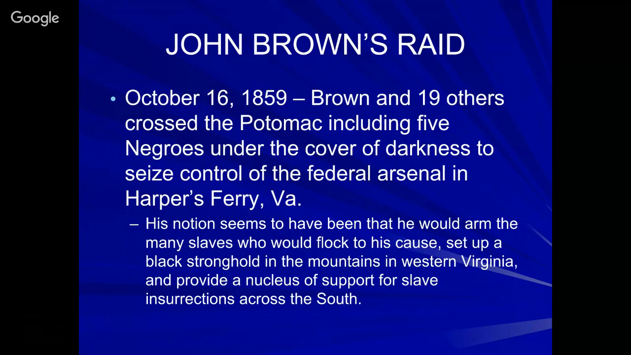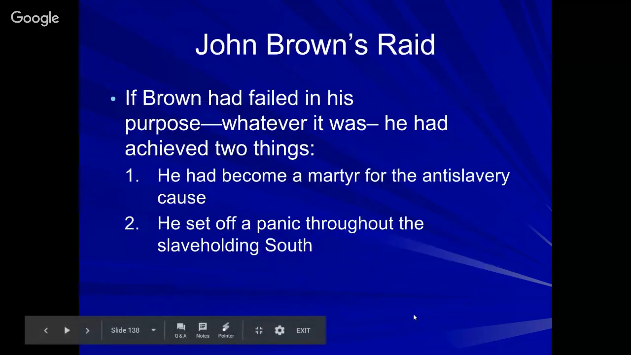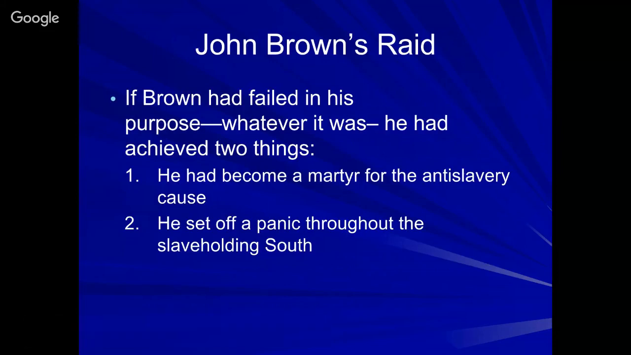He was hoping to then, with these freed slaves, create a black stronghold in the mountains of West Virginia and provide a nucleus of support for future slave insurrections across the South. So if Brown failed in his purpose, whatever it was, he had basically achieved two things in what is called John Brown's raid. One, he had become a martyr for the anti-slavery cause. And two, he set off a panic throughout the slaveholding South.